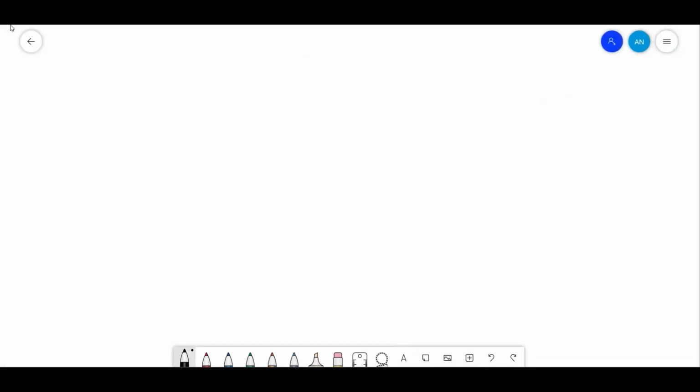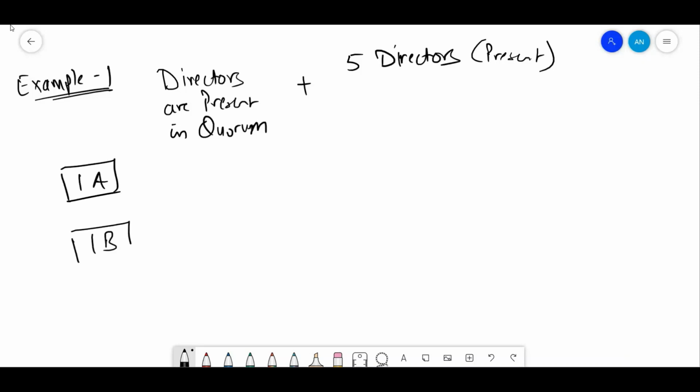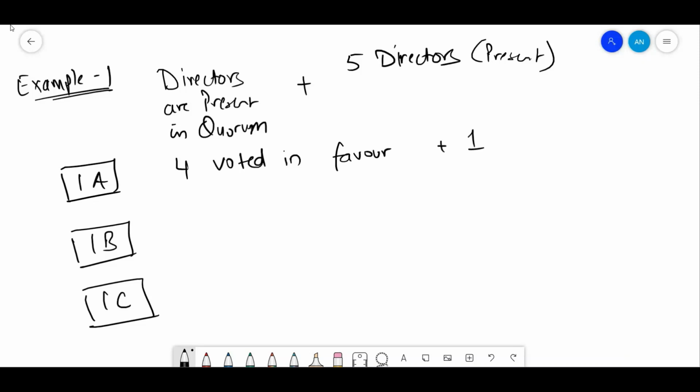Let's take few examples, then we will see whether the unanimous resolution is passed or not. All right, example 1. Directors are present in quorum. There are 5 directors which are present. All right, so 1A case, 1B case, and 1C case. 4 voted in favor plus 1 abstained.